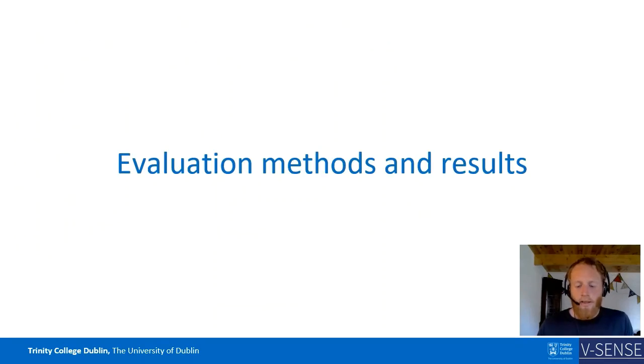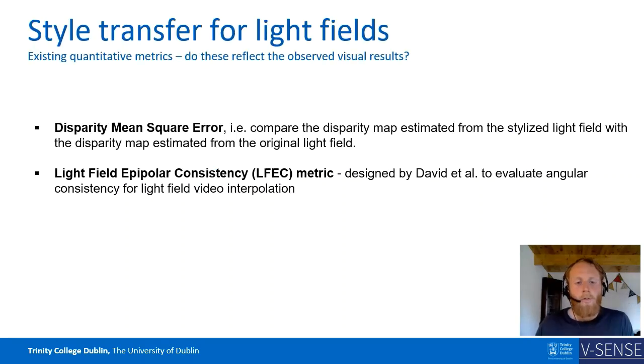Given the subjective nature of evaluating stylization itself, we focus on evaluating the angular consistency of the stylized light fields. One way of doing this is to use the disparity mean square error. That is, to compare the disparity map estimated from the stylized light field with the disparity map estimated from the original light field. Another possibility is the light field epipolar consistency, or LFEC metric, initially proposed by Dabbit et al. to evaluate angular consistency for light field video interpolation.